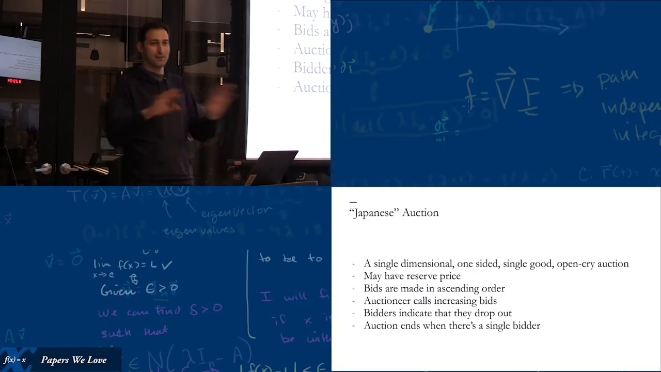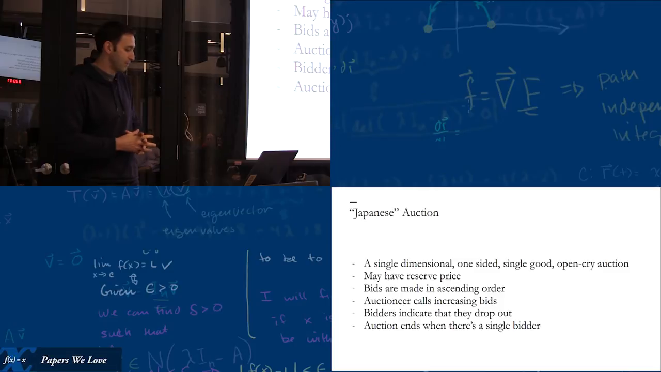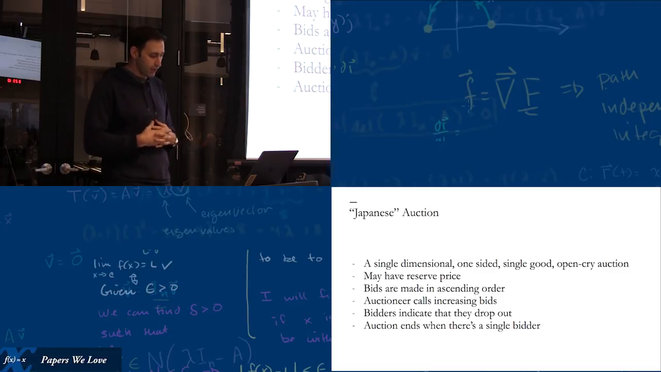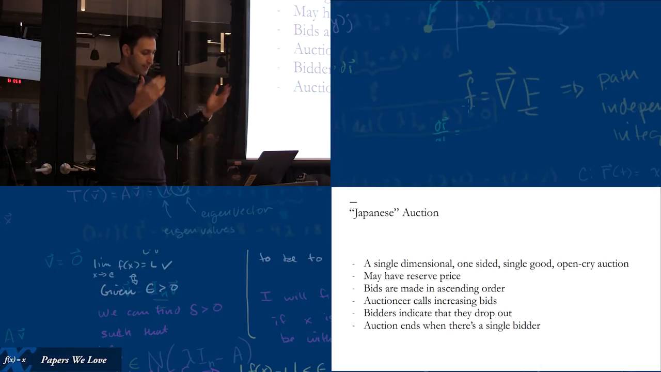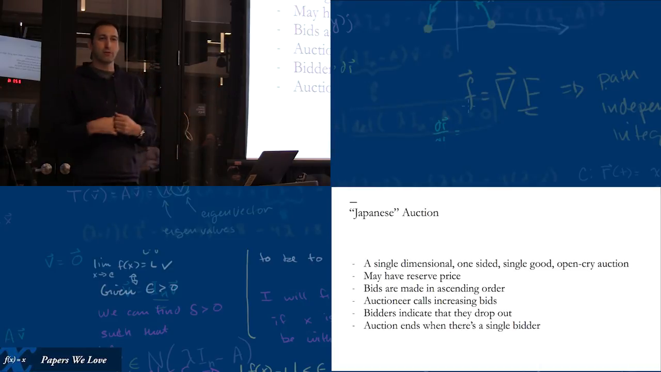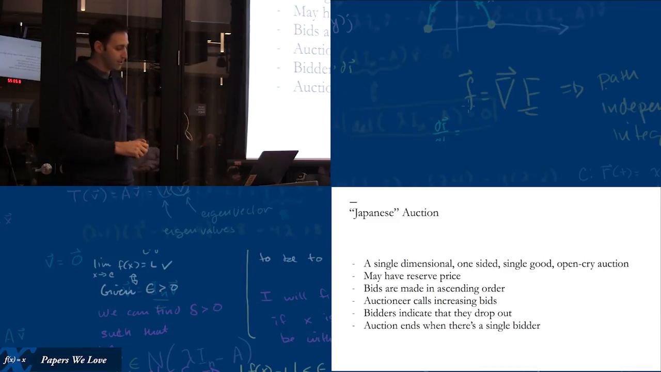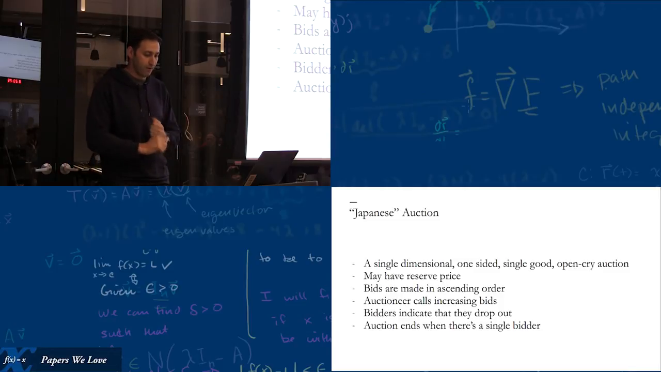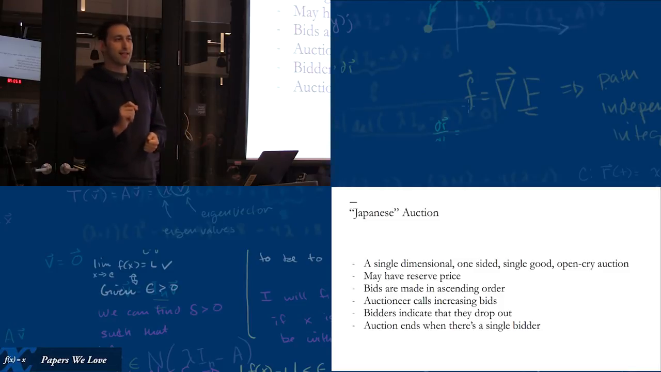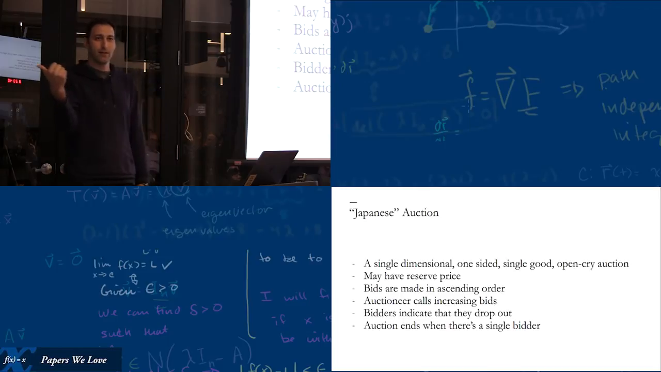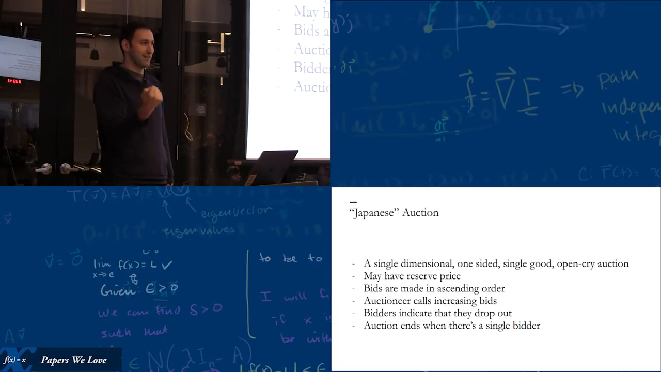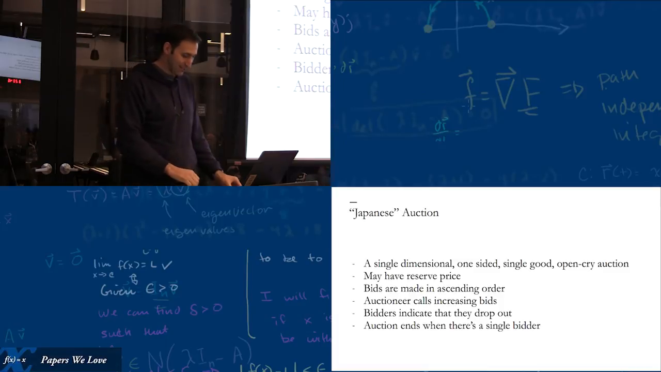If you split these two and mix them up a little bit, you get the Japanese auction. In the Japanese auction, the auctioneer calls out ascending prices, and bidders indicate that they're dropping out of the auction instead of coming in. So this makes the auction single-dimensional, one-sided, open cry, first price. The first electronic auctions like that were implemented in an almost mechanical way. People would hold a button, and as the price is being called, they eventually release the button to say that they drop out. And the last person holding the button is the one who gets the lot.